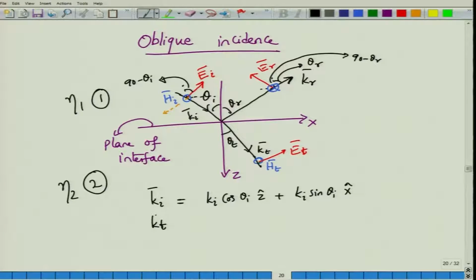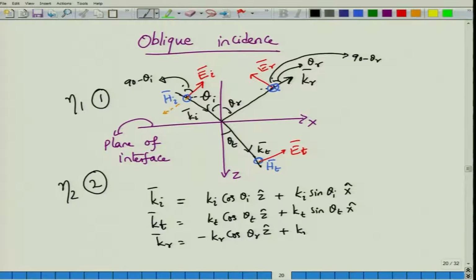Similarly, kt will be equal to kt magnitude cos theta t z hat plus kt sin theta t x hat, and kr will be equal to magnitude of kr times cos theta r with a minus sign for the z component, because the wave is moving away from the plane of interface, correct? But it will have the component in the same direction along the x direction in this case. So, it will be kr sin theta r x hat.